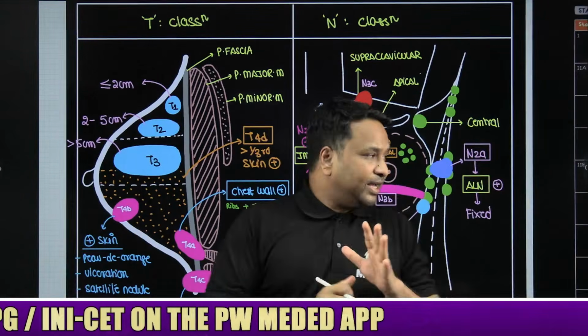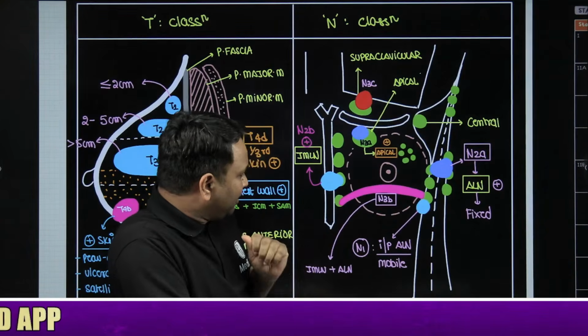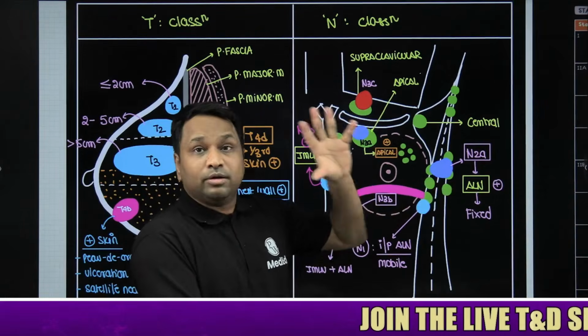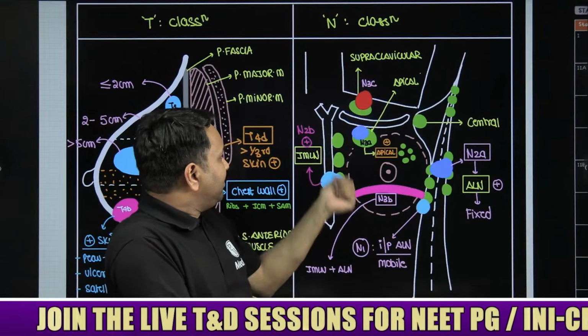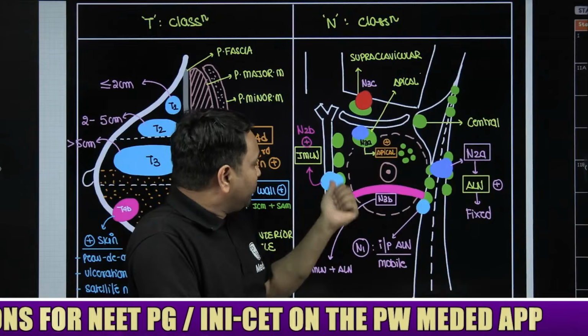Lymph node status, again, N1 is the axillary node which is involved, absolutely mobile. Where is our N1? It's here. Absolutely mobile, single node. N2A, all the lymph nodes in the axilla get fused and matted. N2B is involvement of the internal mammary group of lymph nodes. What is N3A? Involvement of infraclavicular nodes. What is N3B?